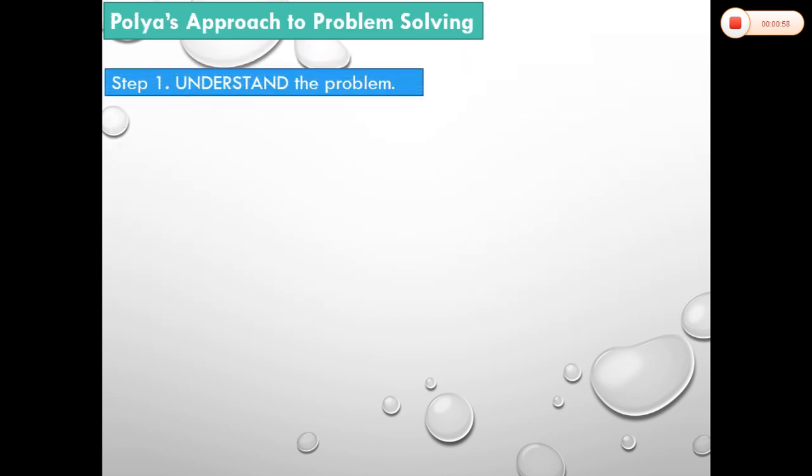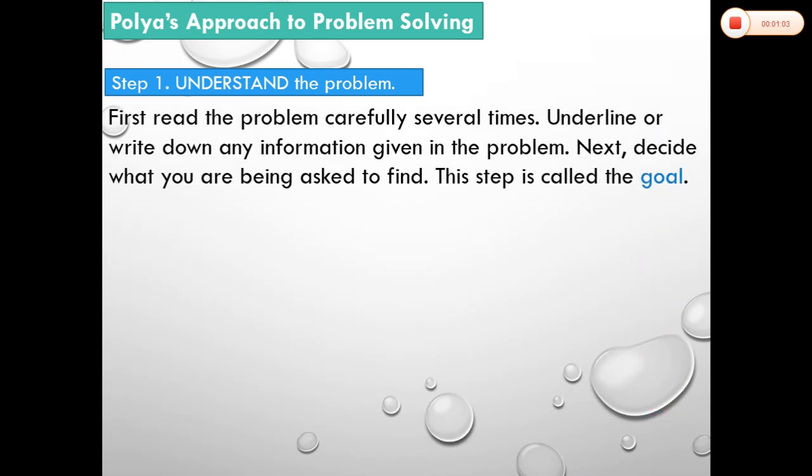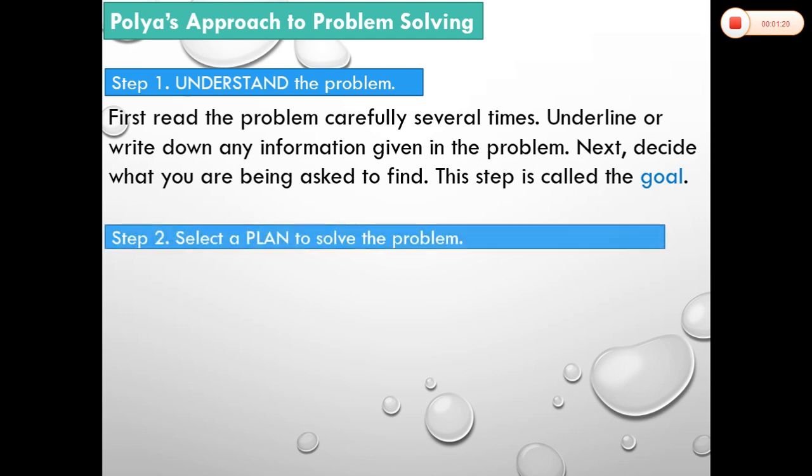According to Polya, step number 1 is understand the problem. First, read the problem carefully several times. Underline or write down any information given in the problem. Next, decide what you are being asked to find. This step is called the goal.